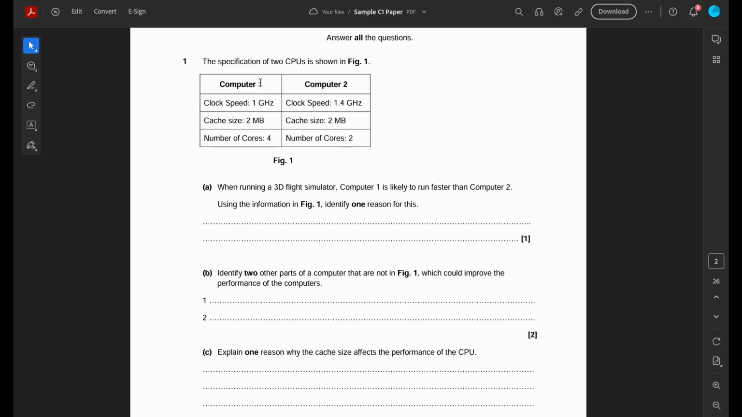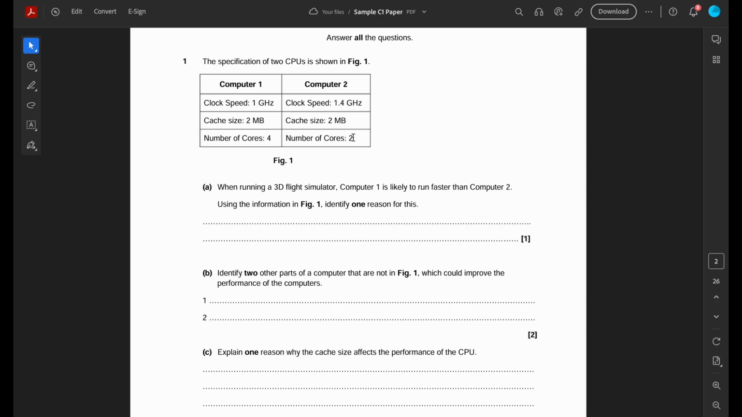Let's have a look at this. We've got computer 1. It's got a clock speed of 1 gigahertz. So my head's going, well, that means it can do 1 billion simple instructions per second. Computer 1 has 2 gigs of cache memory, 2 megs even, and has 4 cores. Computer 2 has 1.4 gigahertz, so it can do 1.4 billion instructions per second, and it has a cache size of 2 megabytes. Okay, and lastly, it has 2 cores.